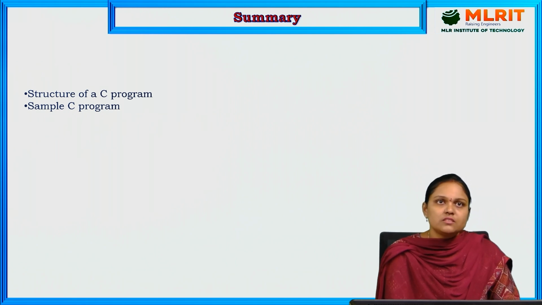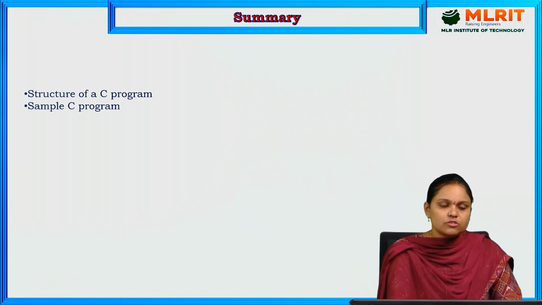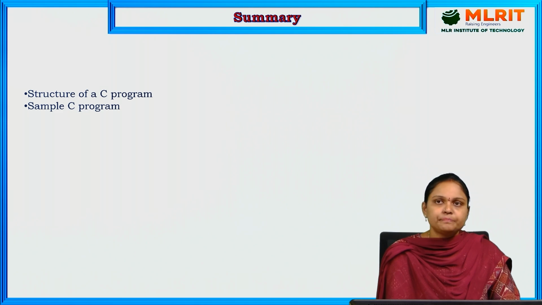In today's class summary, we have gone through the structure of a C program and also a sample C program. Coming to the structure of a C program, we have seen six sections: document section, link section, definition section, global declaration section, main section, and subprogram section, and also a sample C program.